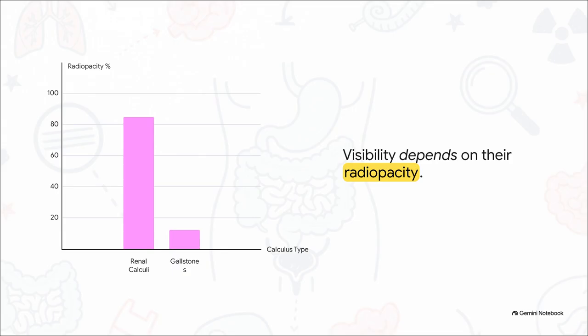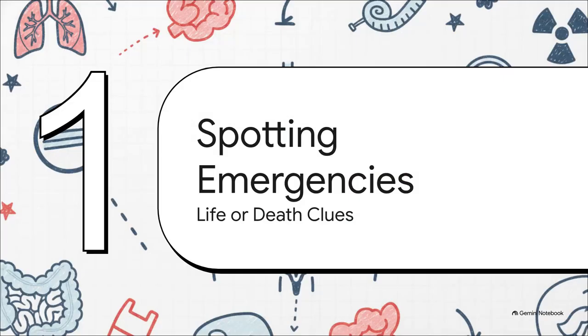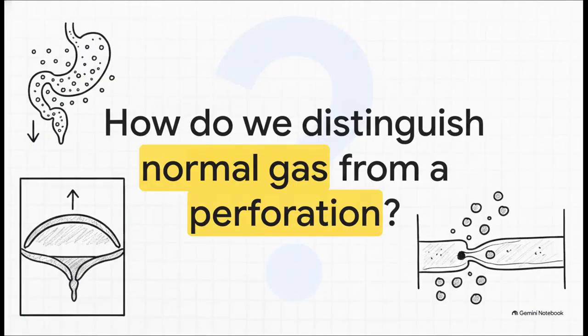While you're scanning, also keep an eye out for pancreatic calcifications, which strongly suggest chronic pancreatitis, and look for calcified abdominal aortic aneurysms or those completely harmless pelvic phlebolyths. And finally, step 5, spotting radiological emergencies, life or death clues. So this is where applying everything we've just organized truly saves lives.